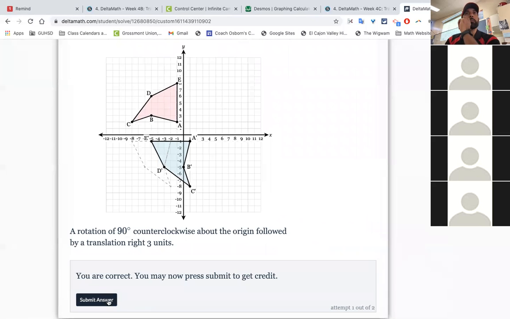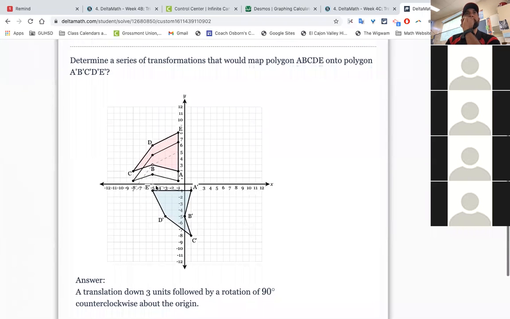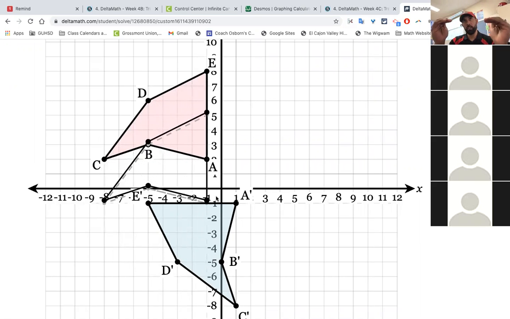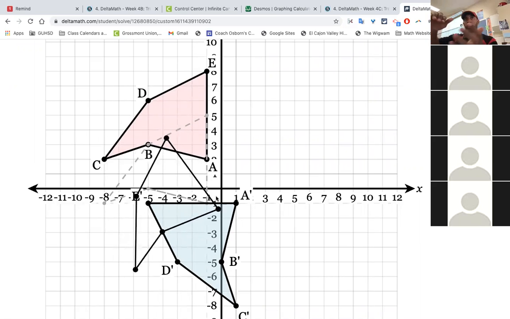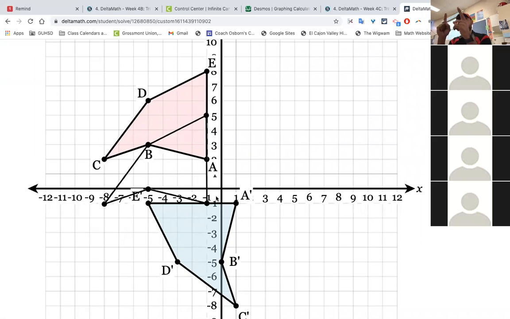Okay. So let's watch that again. Okay, so in this case, this is another solution. So there can be more than one solution here. Notice how what they did first is they translated. They actually moved it, shifted down first 3 units, and then rotated from there around the origin. So it's like I did the same thing, but I just started with the rotation before I did the translation.